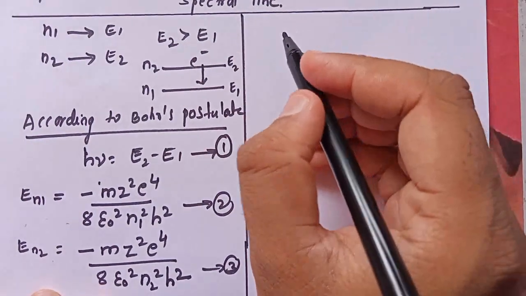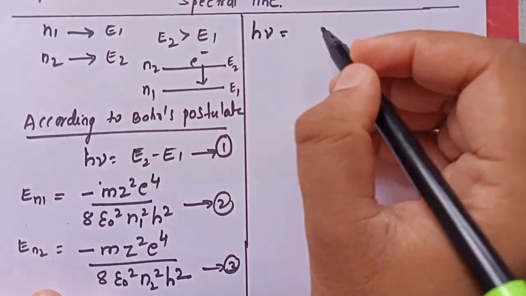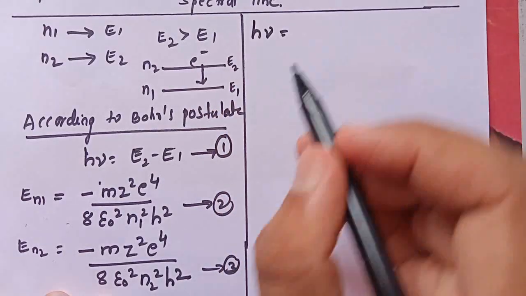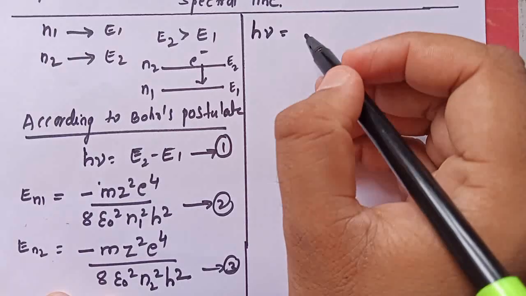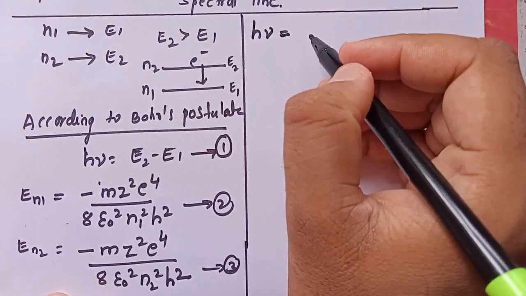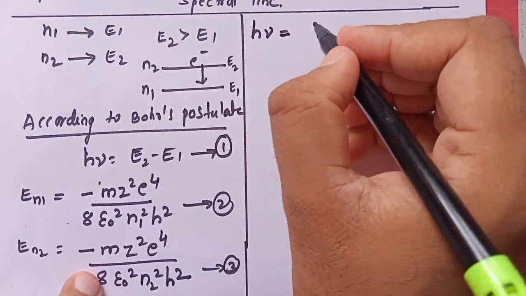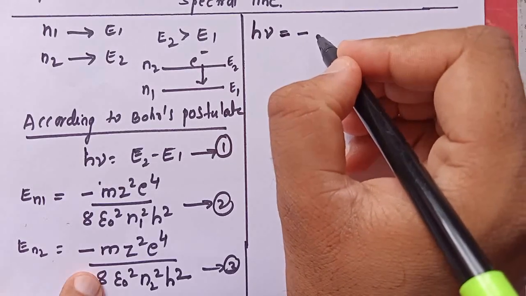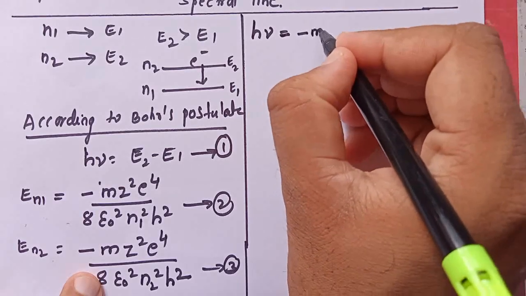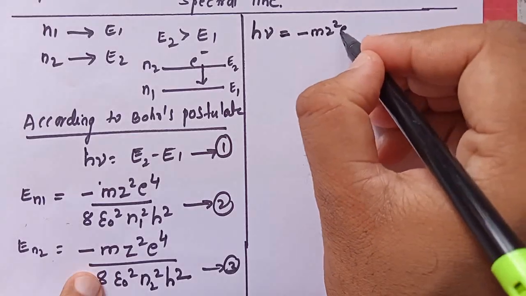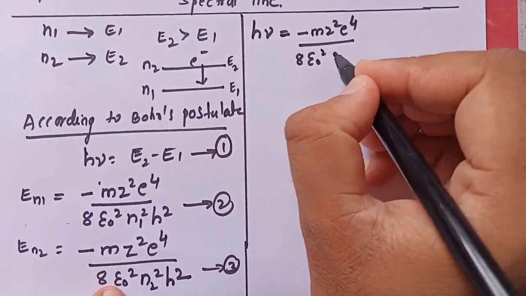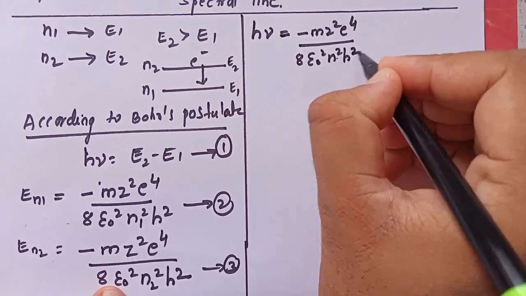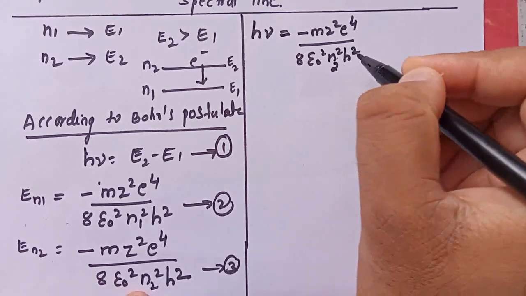So what we can write here: h nu is equal to E2 minus E1. So in place of E2 we have to put equation number 3, and in place of E1 we have to put equation number 2. Therefore h nu is equal to minus m z square e raised to 4 divided by 8 epsilon naught square n square h square. So n square means it is n2 square.